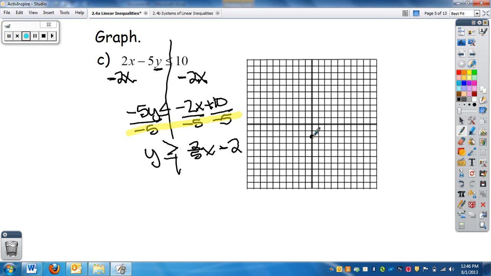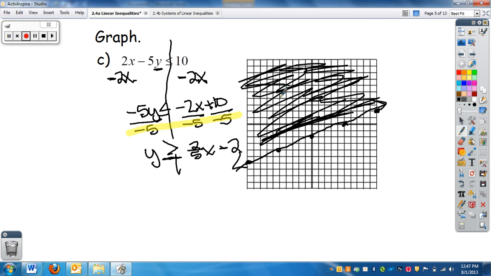Alright, so we start at negative 2, go up 2 over 5. Right there's my line. And then go down 2 over 5. It is equal to, so it's a solid line. And y is greater, so you shade above.